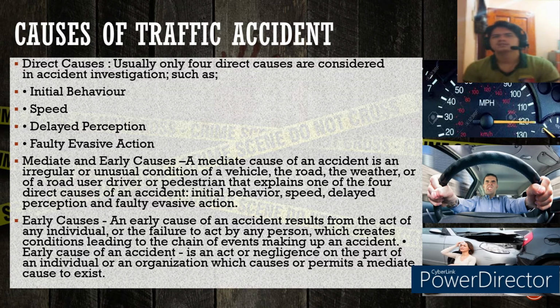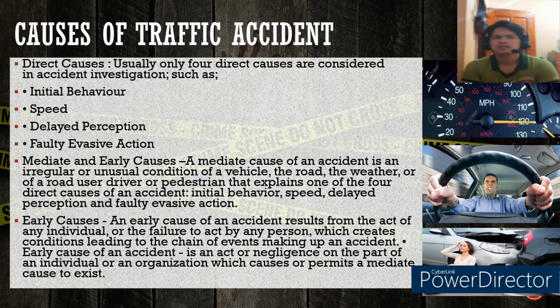Immediate and early causes. The immediate cause of an accident is an irregular or unusual condition of a vehicle, the road, the weather, or of a road user, driver, or pedestrian that explains one of the four direct causes of an accident: the initial behavior, speed, delayed perception, and faulty evasive action.